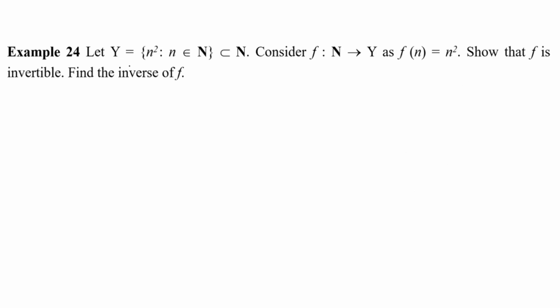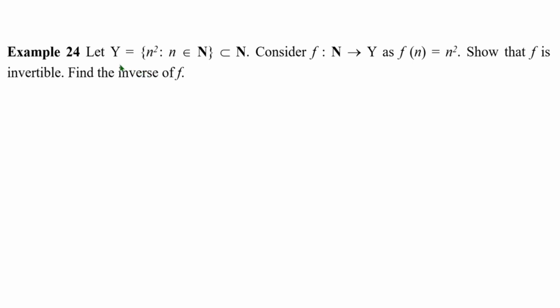Next question. Let Y equal to the set of all n squares such that n belongs to the set N of natural numbers, which is a subset of natural numbers N. Consider the function f from the set N of natural numbers to Y as f of n is equal to n square. Show that f is invertible. Find the inverse of f.